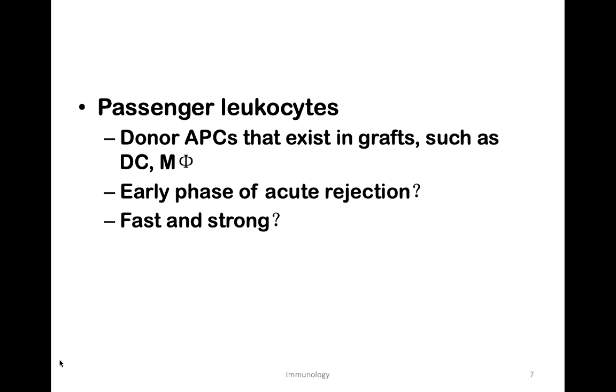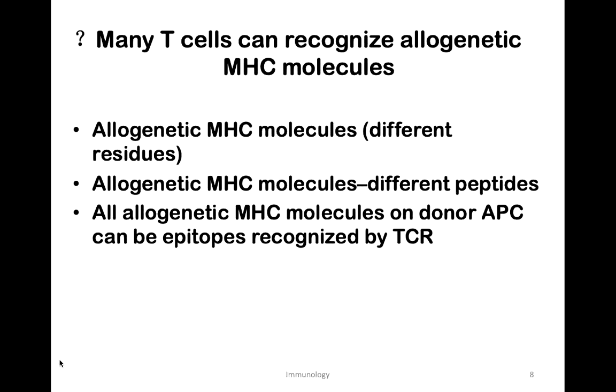Now, passenger leukocytes. These are donor APCs that exist in grafts, such as dendritic cells and macrophages. Sometimes the antigen presenting cells are present in the donor tissue, and they can be directly recognized by the recipient T cell receptors. That is the cause for the early phase of acute rejection, and this is the fast and strong rejection which is seen.